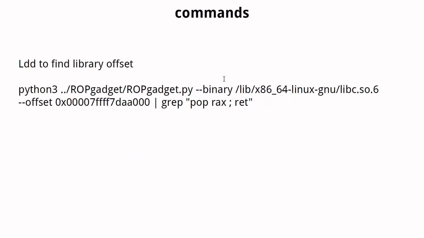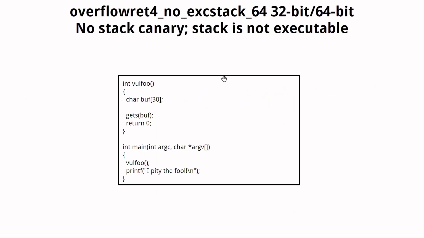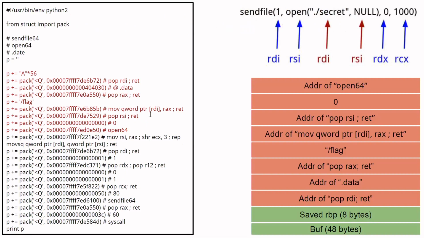Okay, so let's say this is the source code. You have seen this many times. The main function calls vulfoo. Vulfoo has a buffer of 30 bytes, then the gets. That's it. The stack is not executable. However, there is no stack canary in this one. So this is a template we are going to use.